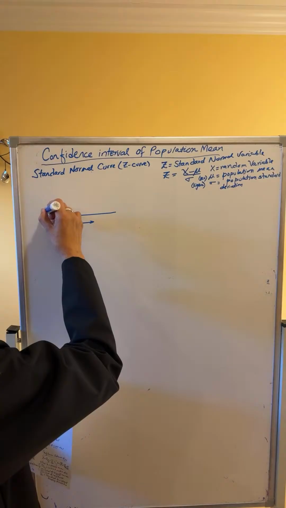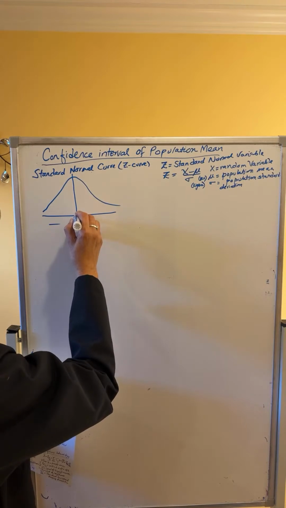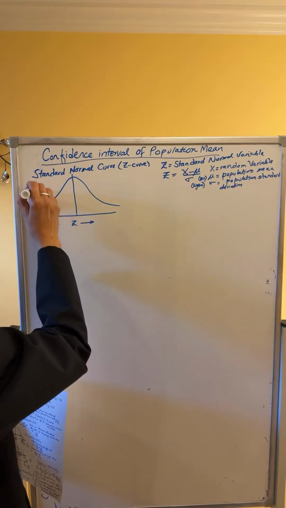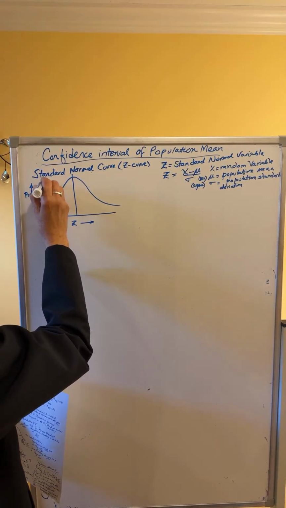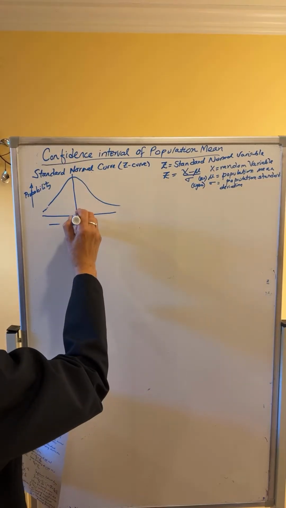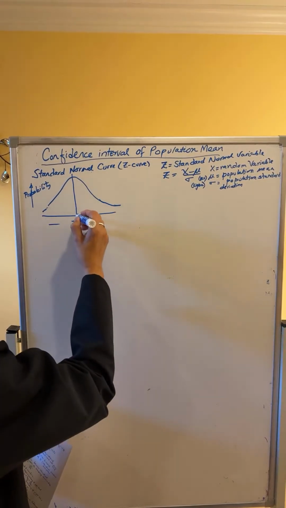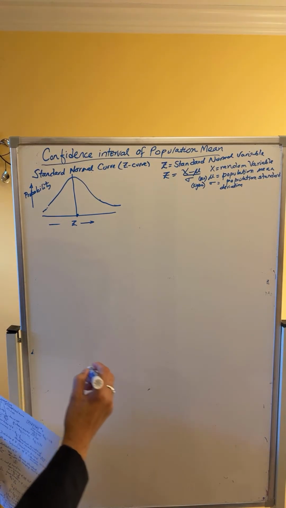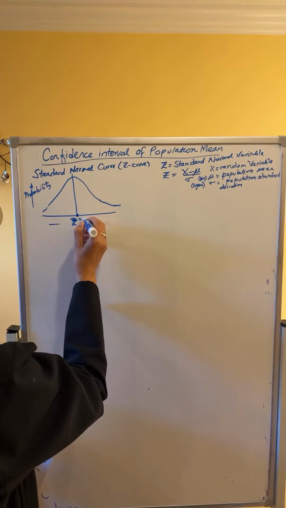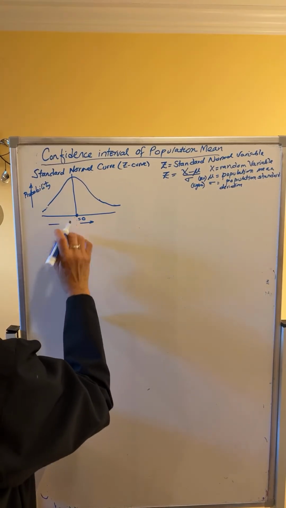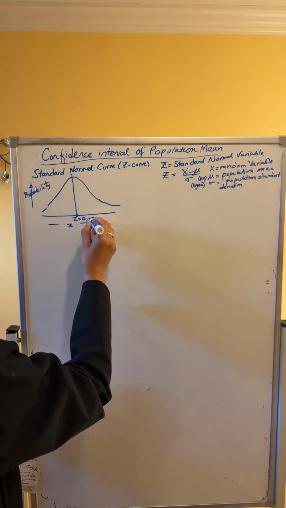Now, this is a bell-shaped curve like this. In the center, where the relative frequency, remember probability, on this vertical axis is highest, is the center of this curve. And for the standard normal curve, the center is z equal to 0. So at the center, the z value is 0. And the standard deviation of this curve is 1.